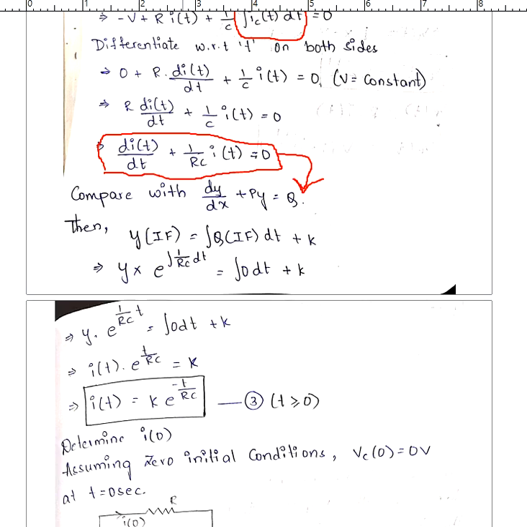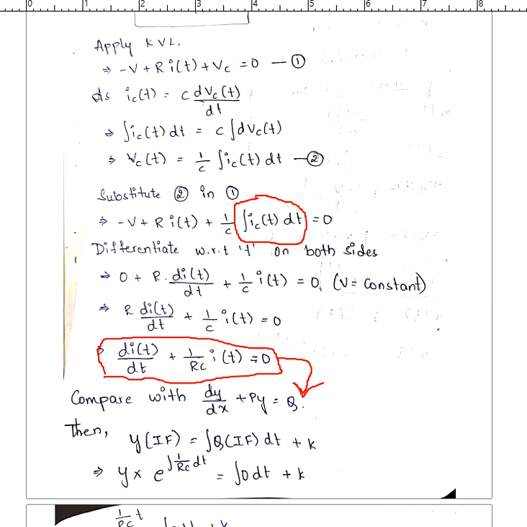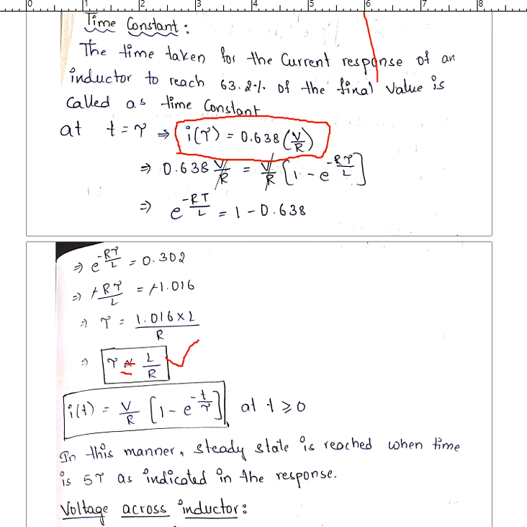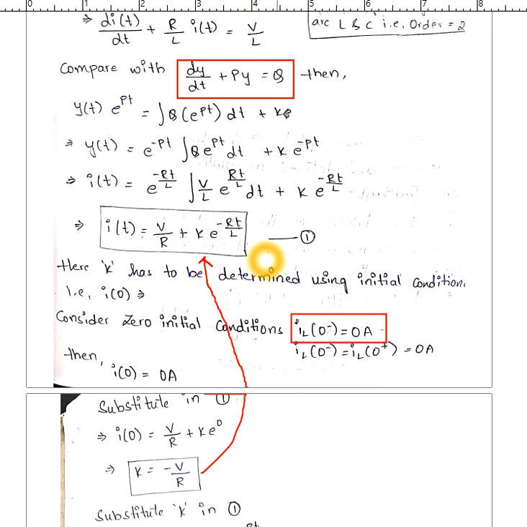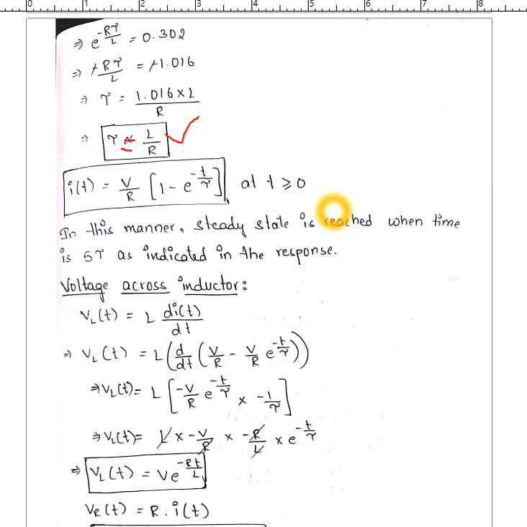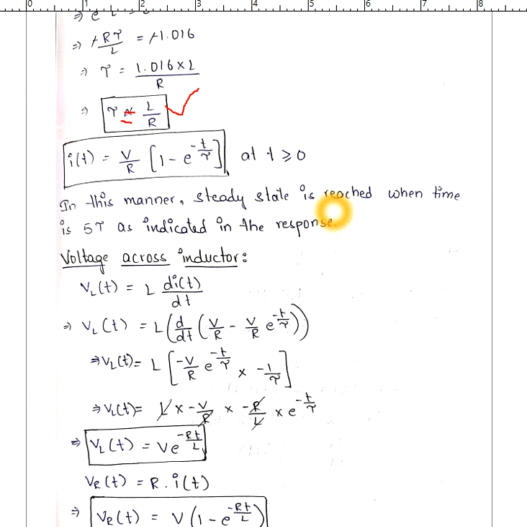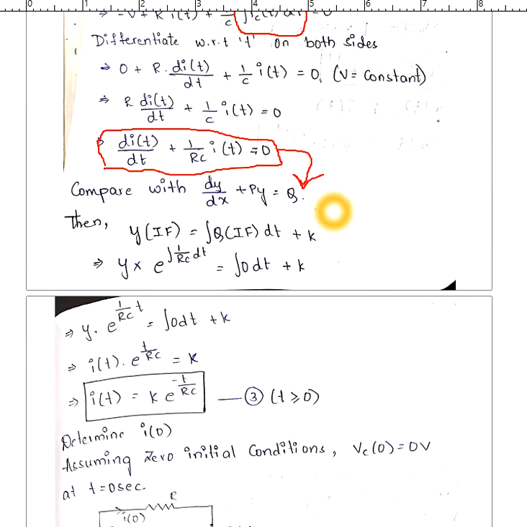What is that? Y into integrating factor is equal to integral q into integrating factor dt plus k. So it is same as the one which we have used before, only we are considering it as integrating factor. I hope you know it, right? The same thing you can even use here with a different terminology.